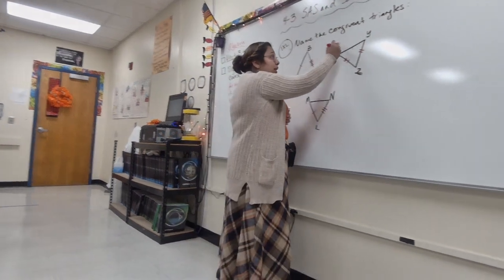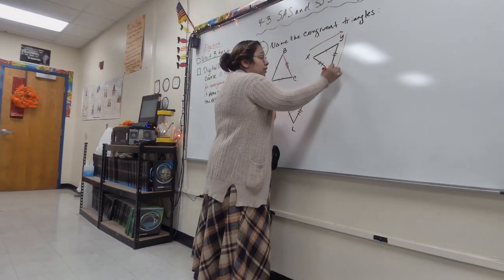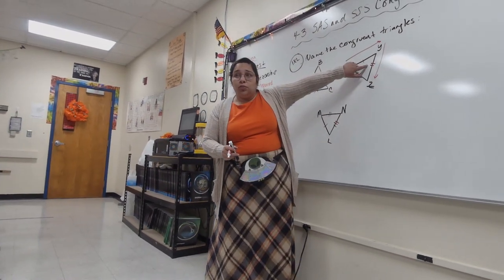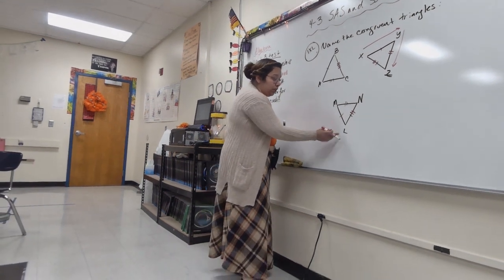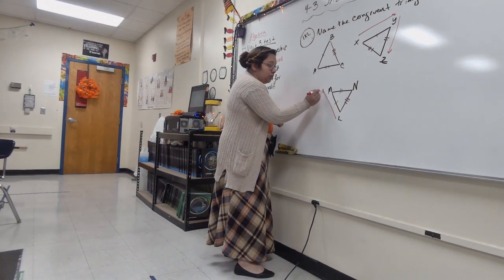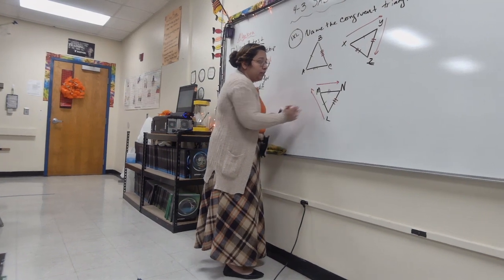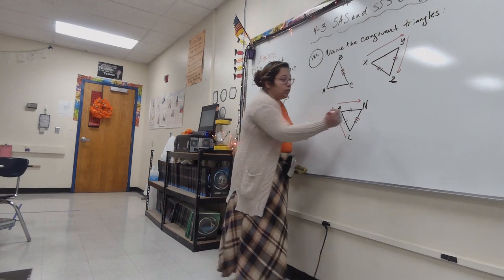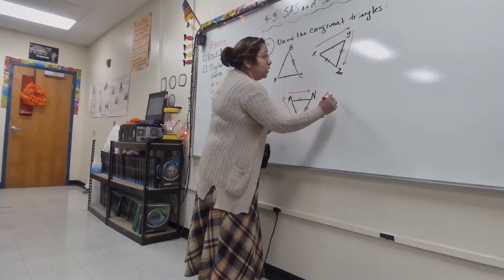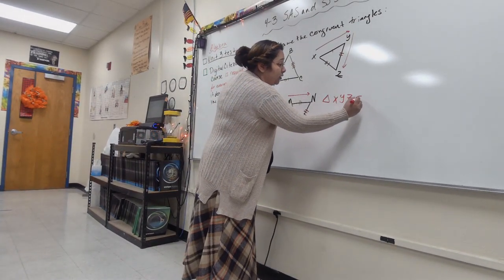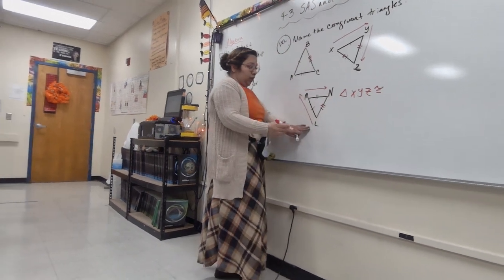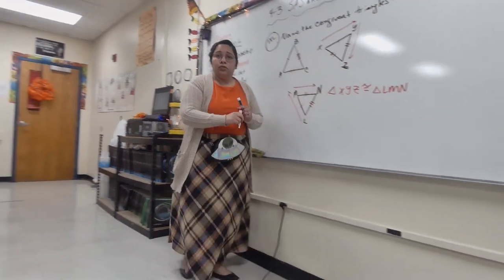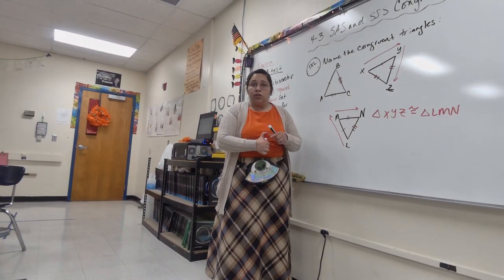So it's going to go from X to Y, and then from Y to Z, so it can get tick mark 1, tick mark 2. Same thing over here, from L to M, and then from M to N, so it can get tick mark 1, tick mark 2. So this guy's going to be triangle XYZ congruent to triangle LMN. Okay, that's how you name those.